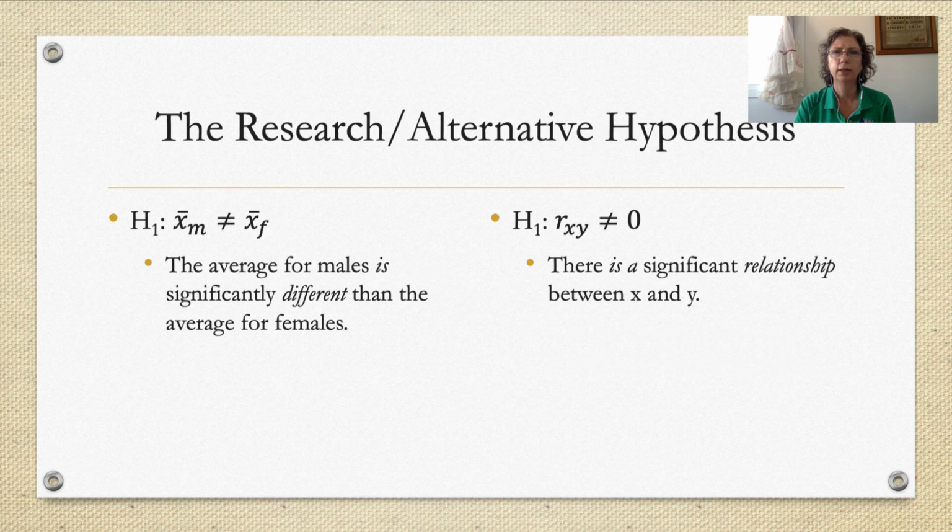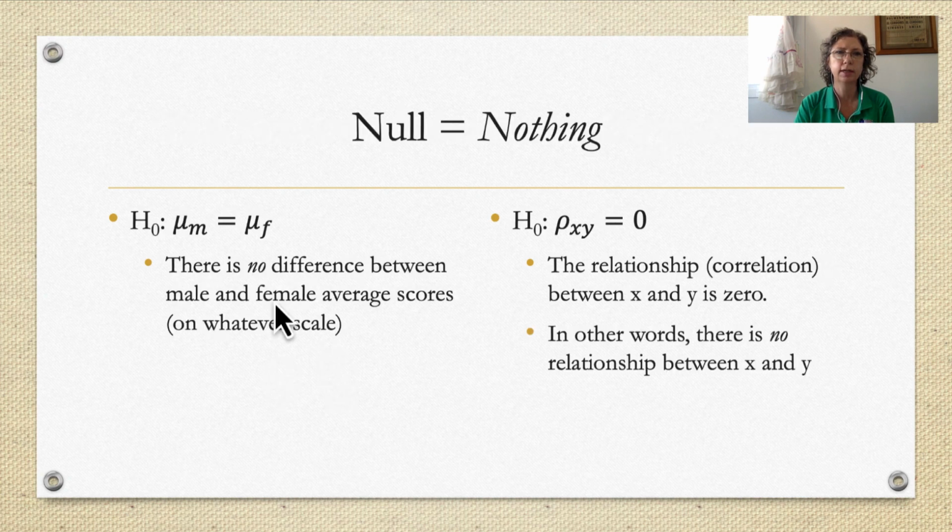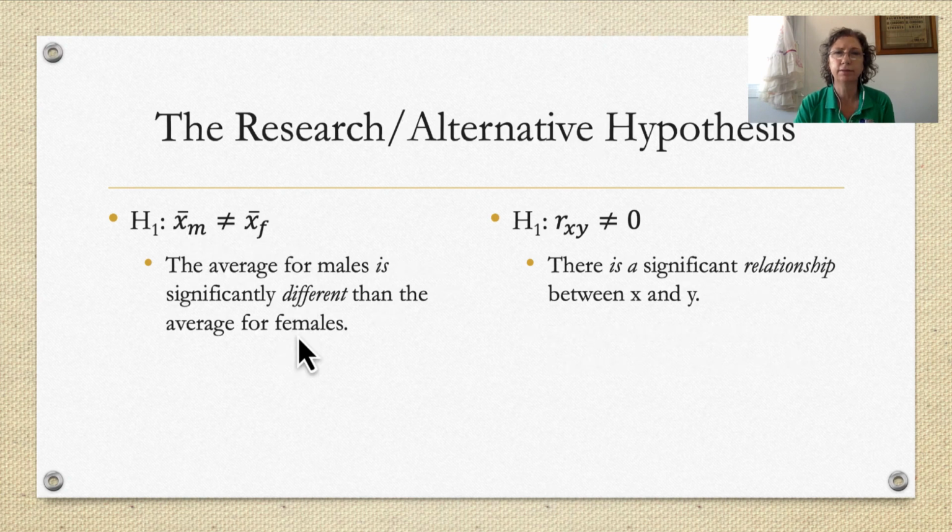The alternative hypothesis does not use population parameters in Greek letters. It uses sample statistics, like letters instead of Greek letters, because it's only talking about the sample. The alternative hypothesis of the sample is saying the average value for males is not equal to the average value for females. So this is comparing two groups. It's saying that the alternative to the null, remember the null said there is no difference, the alternative says there is a significant difference.